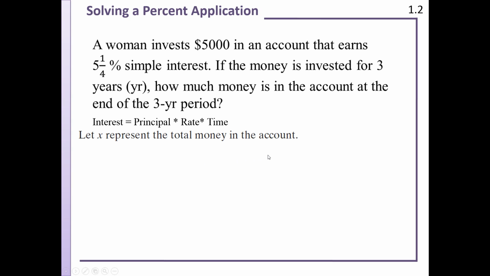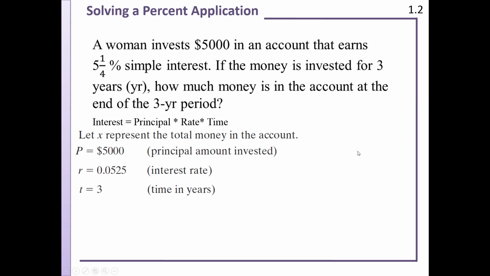If x is the amount of money that's in the account, well, this is the total money in the account. She invests $5,000, right? So $5,000 is the principal. The rate is 5 1/4%. The time is going to be the 3-year period. So that information is here. Principal is 5,000. The rate, 5 1/4%.